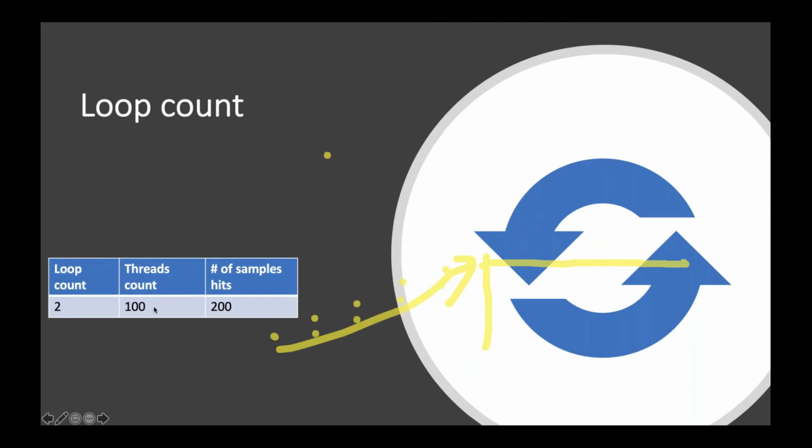And thread count is 100. That means 100 users will hit one request 2 times each. So it will become 200 samples, right? 200 different requests go to the server. That is how we have to understand this. Okay.